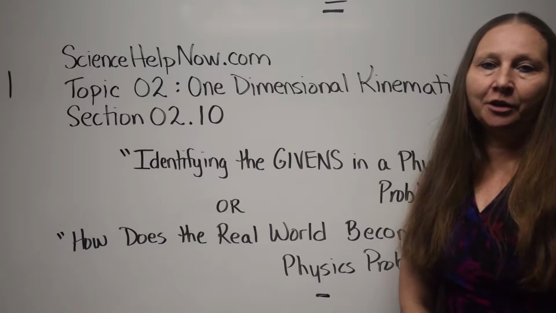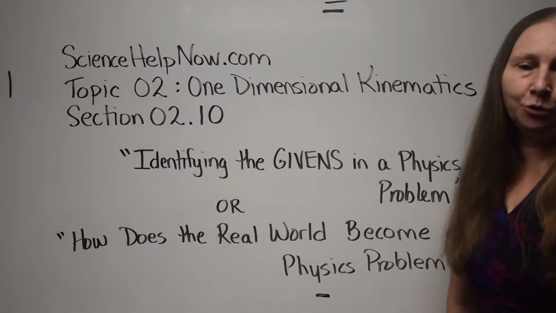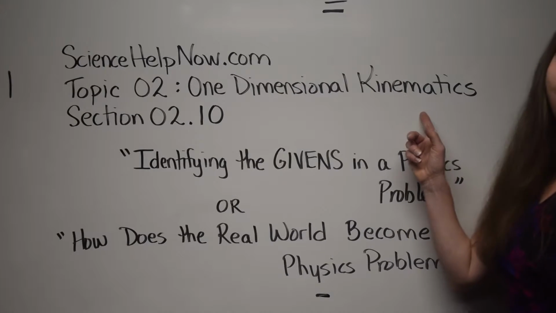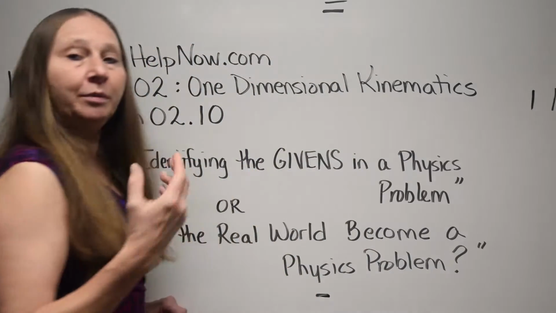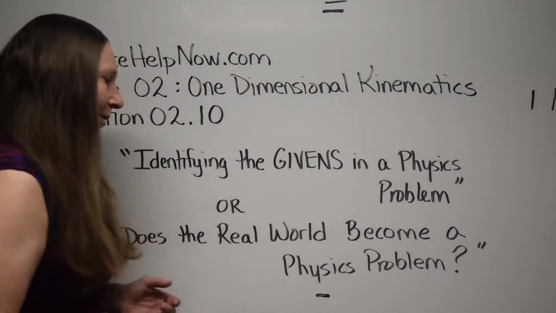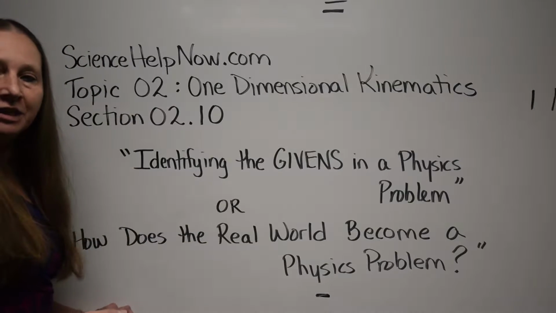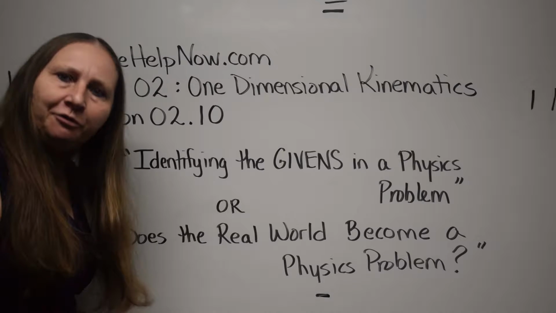This is the first year algebra-based physics course, and this is topic 2, one-dimensional kinematics. In this section, 2.10, I'll be teaching you how to identify the givens in a physics problem. Another good name for this section would be, how does the real world become a physics problem?